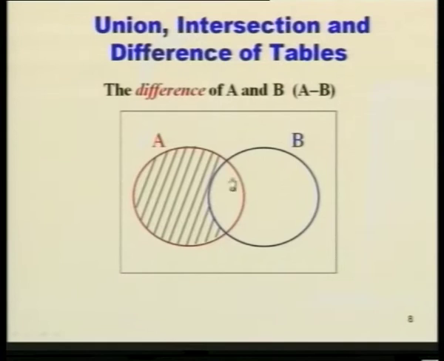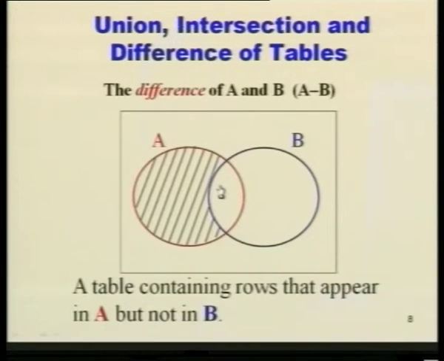Then the difference: this is A minus B, that is, A minus all the tuples that are there in B. So, it is a table containing the rows or tuples of A that appear in A but should not appear in B. That is the meaning of difference. So, this is the set-based view of that.